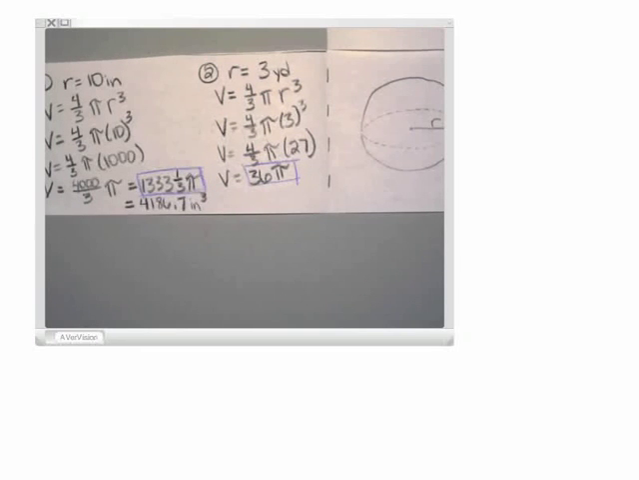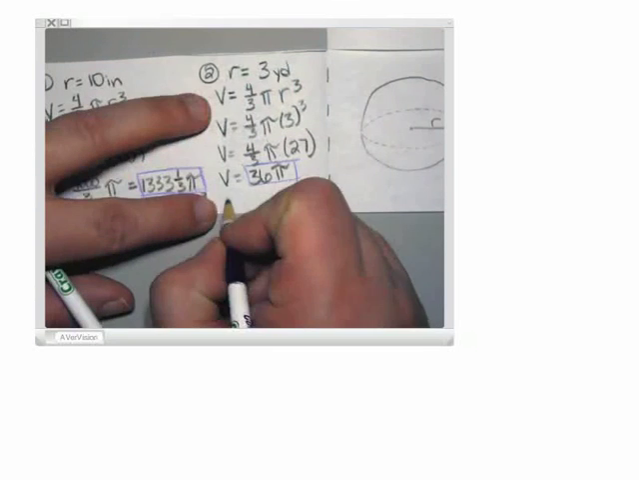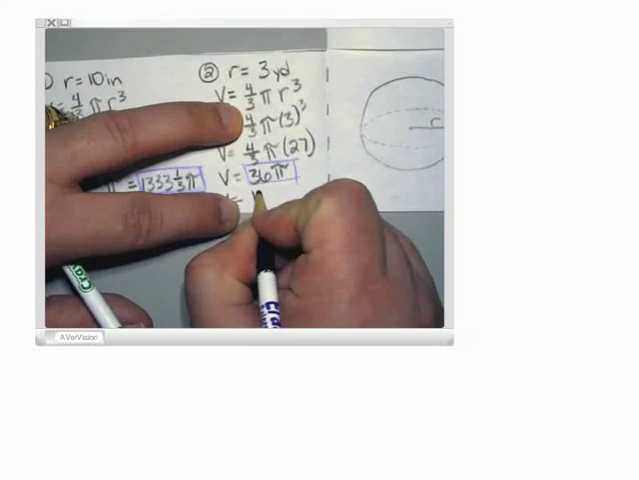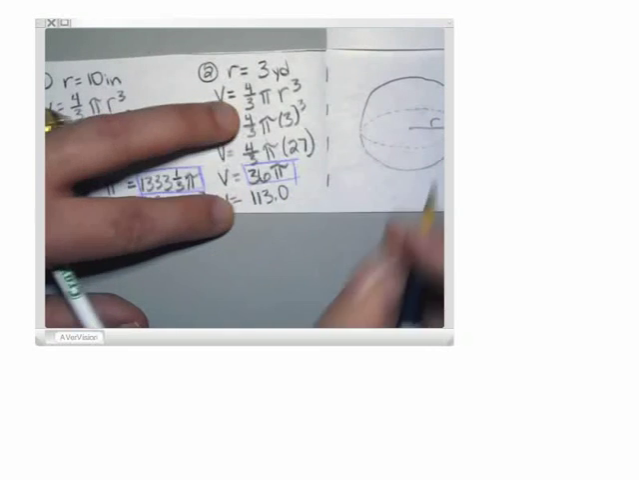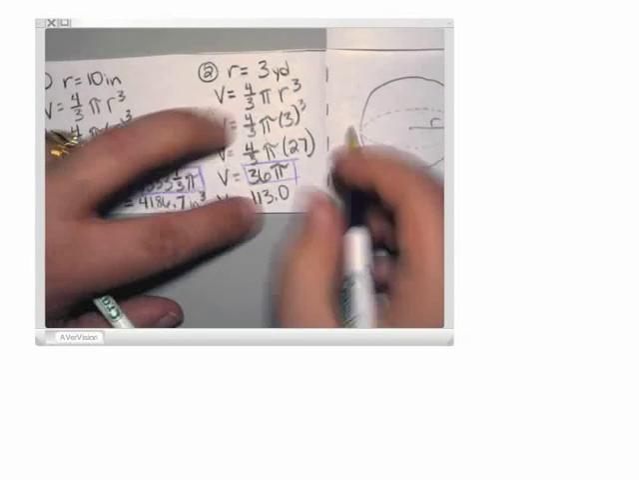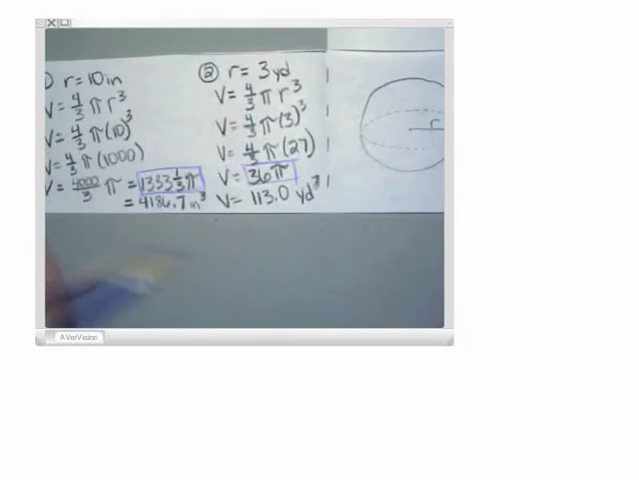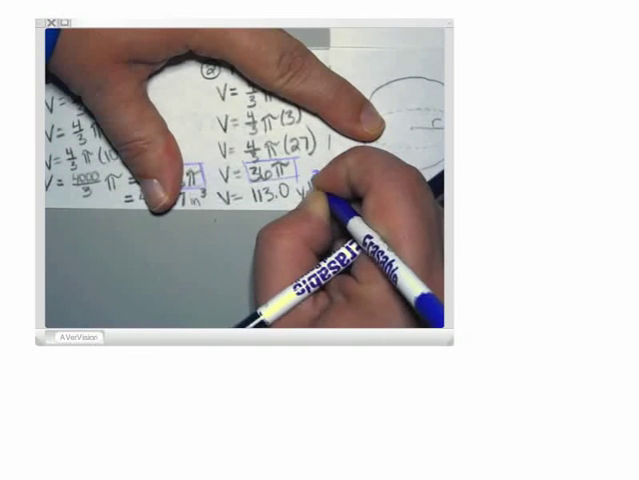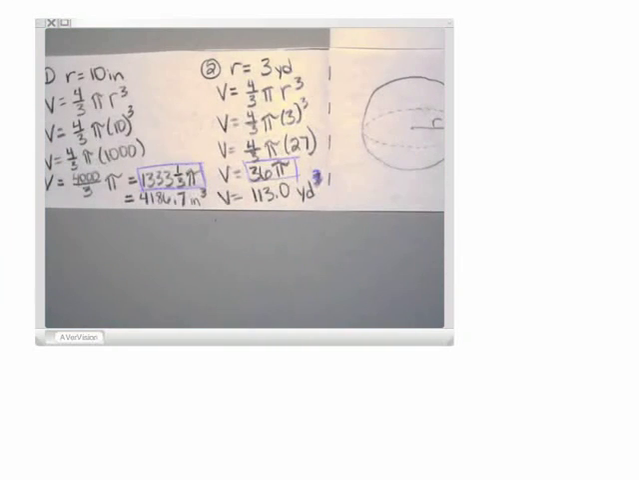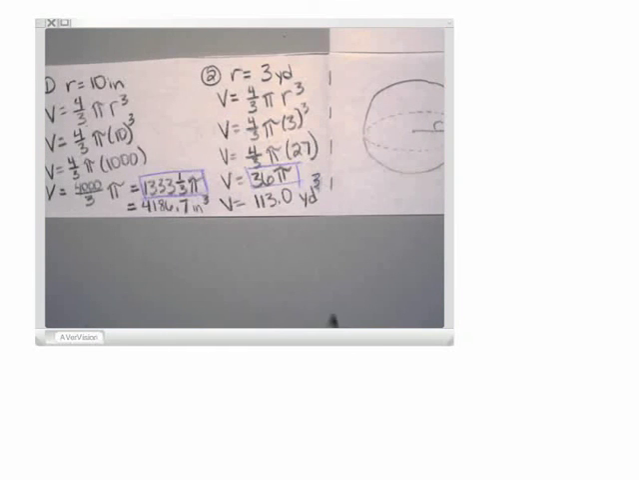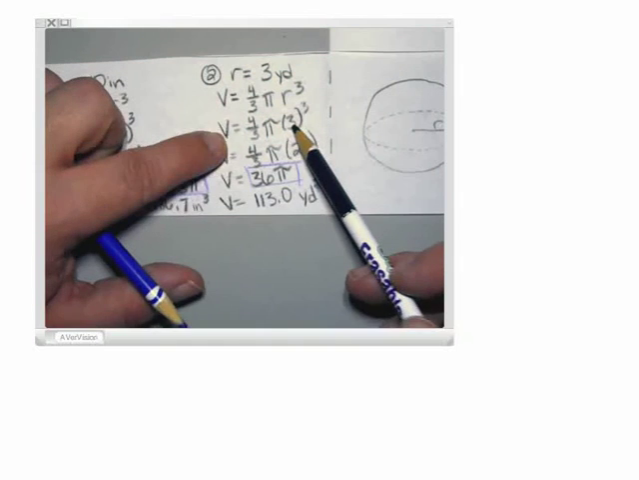Now if we multiply 36 by 3.14 and round to the nearest tenth, it's 113.0 because it's 0.4. And this is yards cubed. A little better. So again, write the formula, plug in the numbers, multiply.